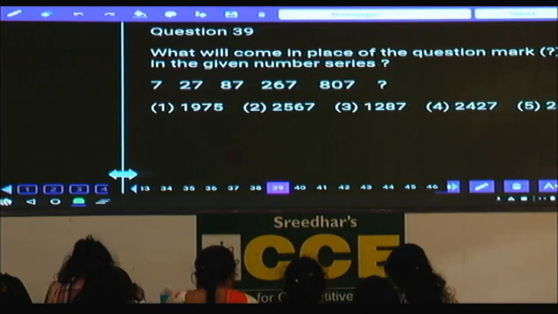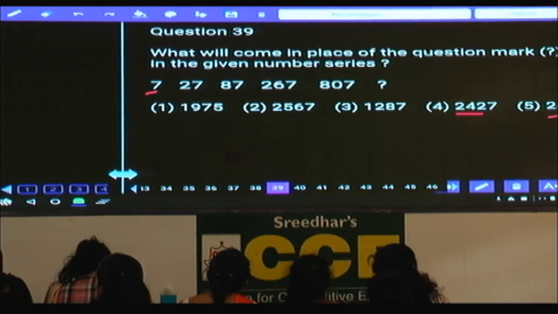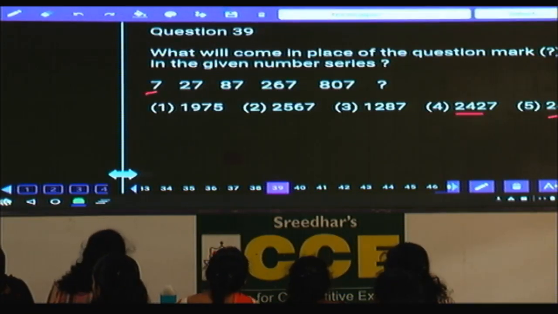Now in this question number 39. Again starting with 7 and ending with 2400. Then multiplication or combination. 7 and 27. 7 into 4 minus 1 or 7 into 3 plus 6. There are two possibilities, isn't it? Hence we need to start at the last.